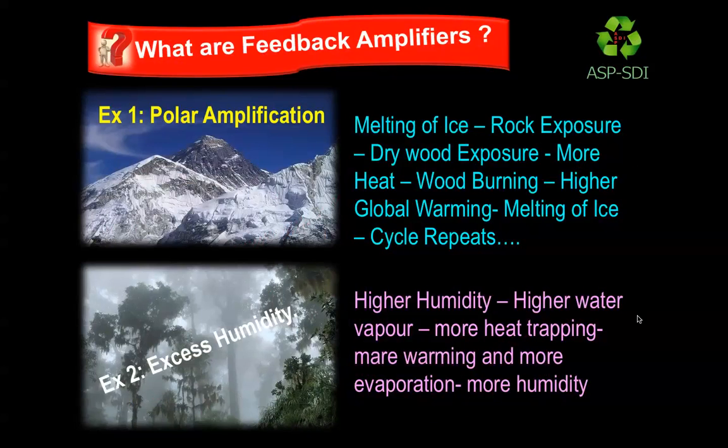For example, because of the extensive heat of global warming, the melting of ice takes place. Melting of ice exposes the rock portions. When the rock absorbs more heat, the surroundings become warmer, and this further increase in warmth will further melt the ice, and is responsible for the increase in ocean levels, etc. So this is what amplification means. One incident gives rise to another incident and keeps on amplifying.